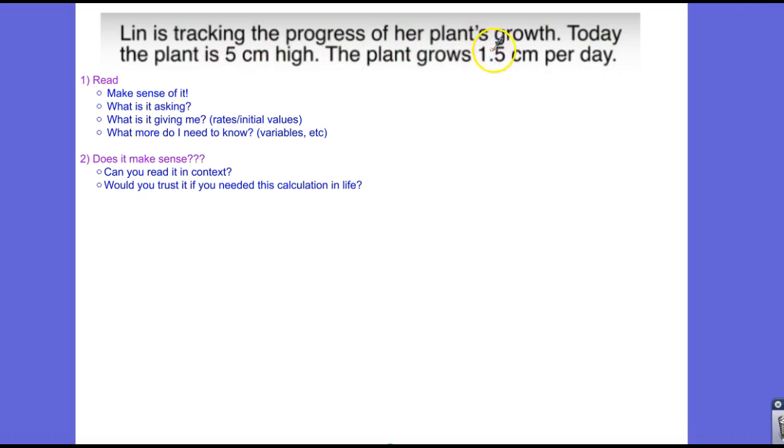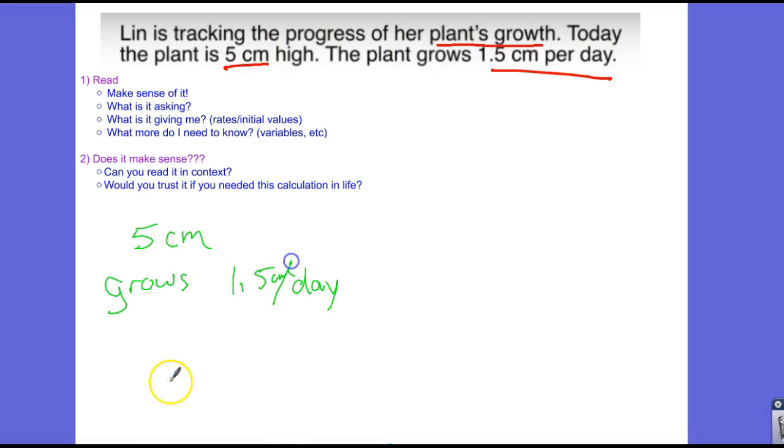Lynn is tracking the progress of her plant's growth. Today the plant is 5 centimeters high. The plant grows 1.5 centimeters per day. So what's it asking me? I need to find an equation that's going to track the plant's growth. So the plant's growth is going to be my final thing. What does it give to me? It says it's 5 centimeters high and it grows 1.5 per day. So let's write down the information we know. We know that it's 5 centimeters right now, and then it grows 1.5 per day.